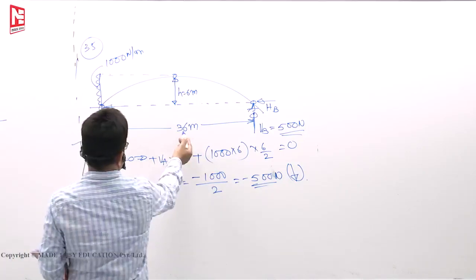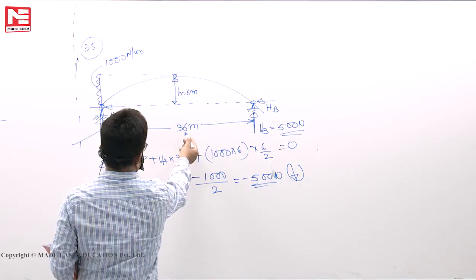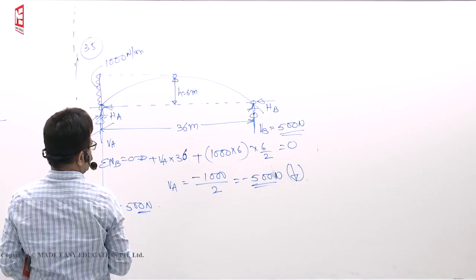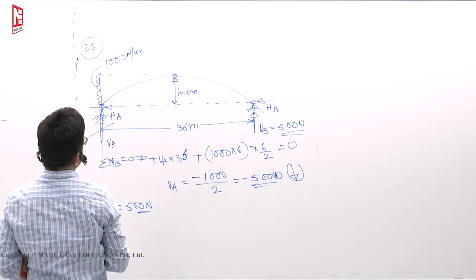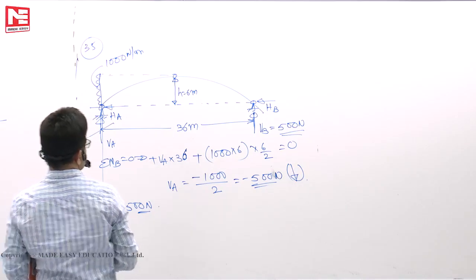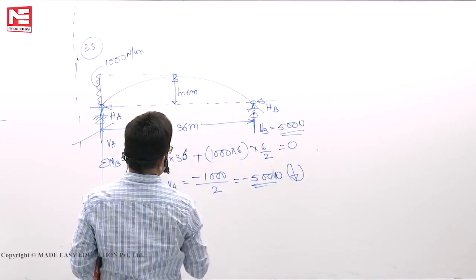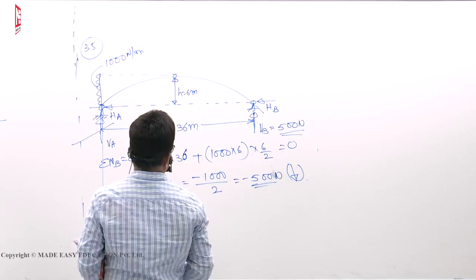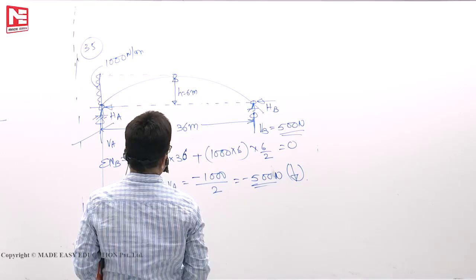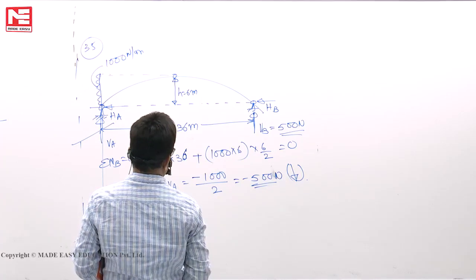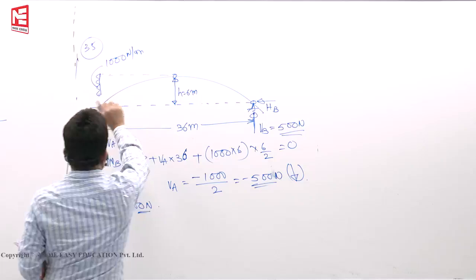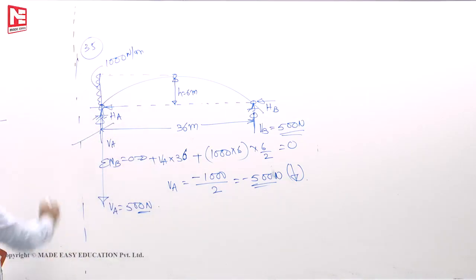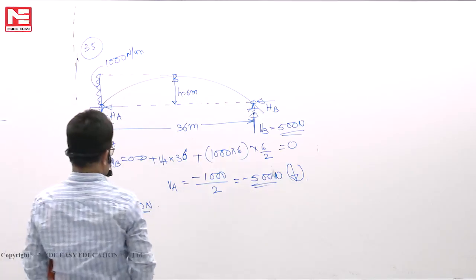So 500 into 36, how much is that? Around 18000. 1000 into 6 is the total load, so it will act like this. 6 into 6, 36. So VA is 500, and 500 into 36 means 18000. The clockwise couple is 6000 into 3. So it tallied. The clockwise couple and anti-clockwise couple balance.